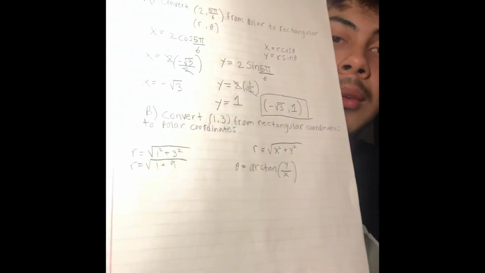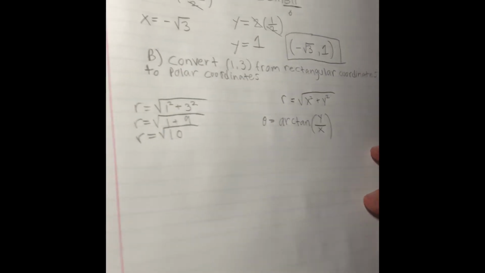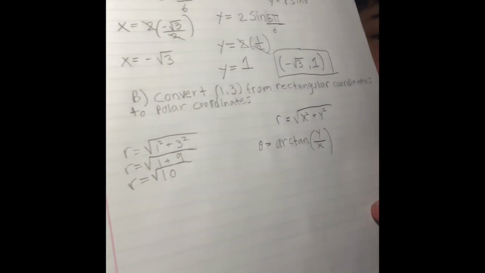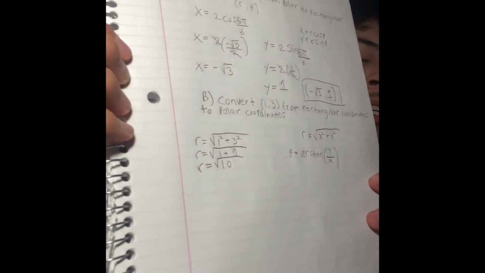And now we have to do the exponent. So r is equal to the square root of 1 squared, which is just 1, and then plus 3 squared. 3 squared is 9. So then you got r is equal to root of 1 plus 9. So we have r is equal to square root of 10. So that's what you're left with for r. And normally you would simplify, but root 10 cannot be simplified further.